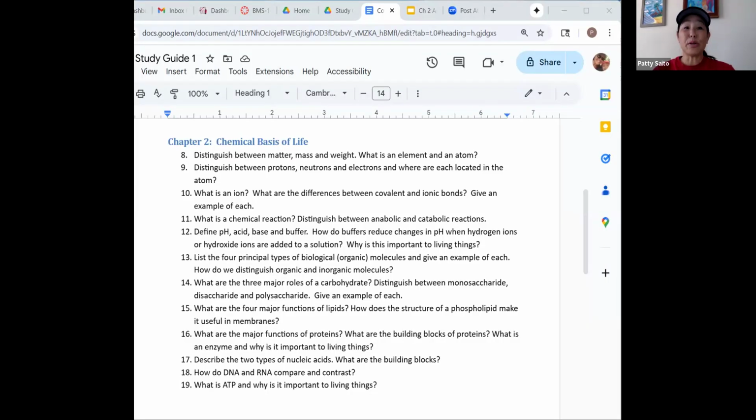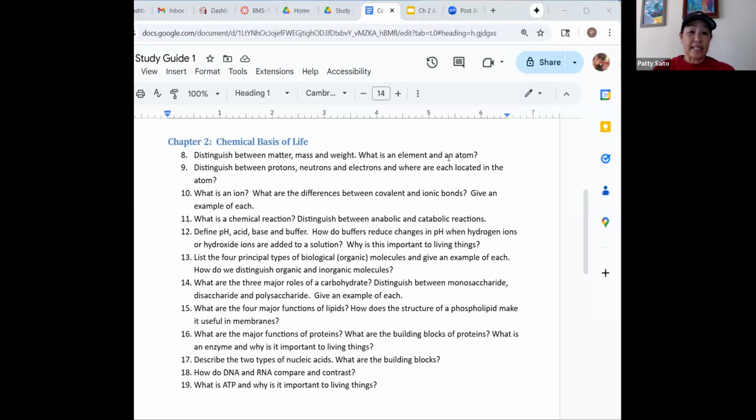Welcome to Chapter 2, Chemical Basis of Life. So this chapter deals with, obviously, chemistry, and it deals with small things, tiny particles, all the way up to molecules. So let's jump in.